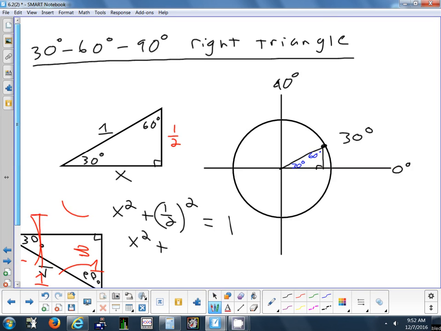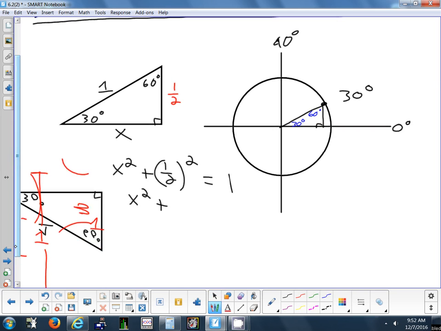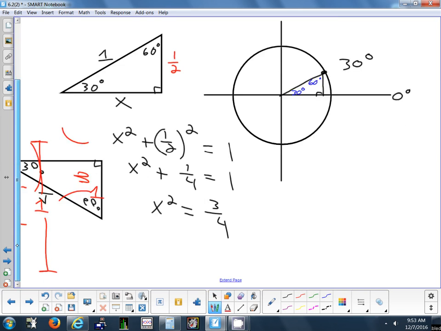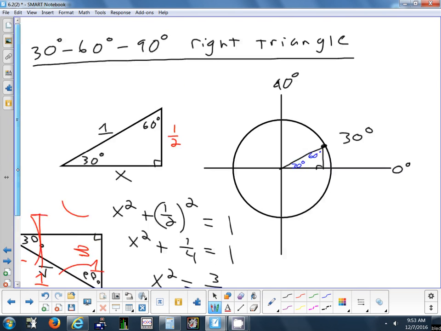And then x squared plus a quarter equals 1. So x squared will equal 3/4. And my last step to get x by itself: square root. And take the square root of the top and square root of the bottom. 2. Okay, so now I know the length of this bottom side is square root 3/2. So let's go back and look at our circle.